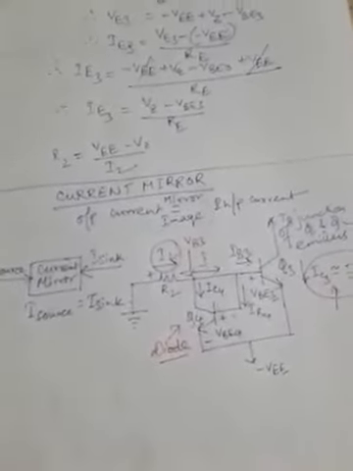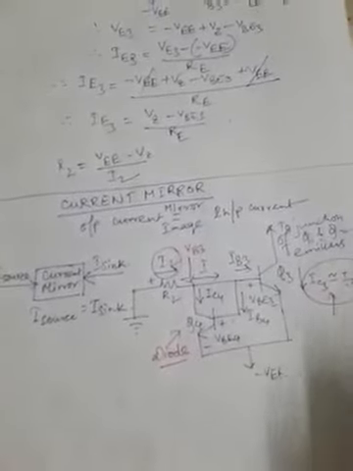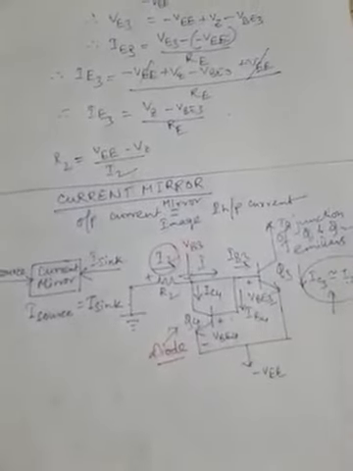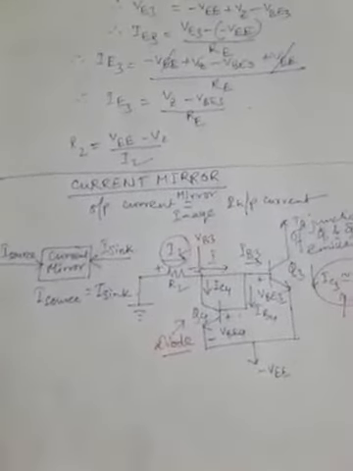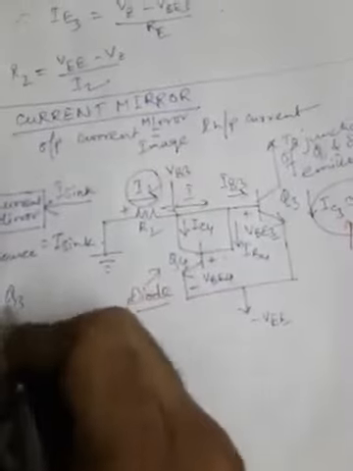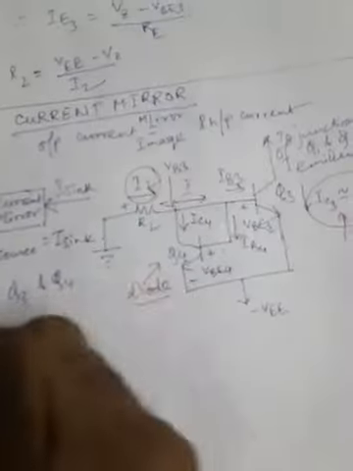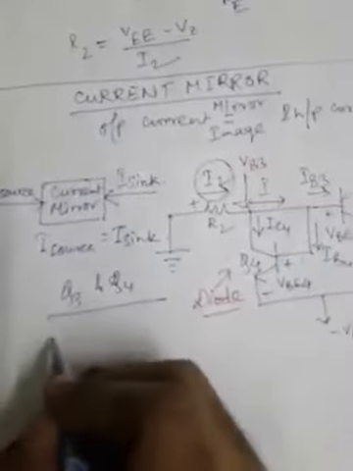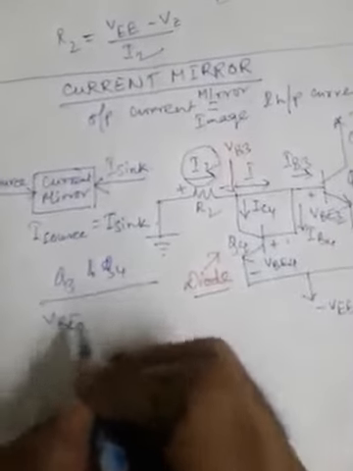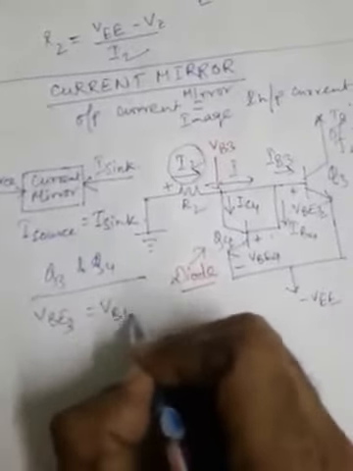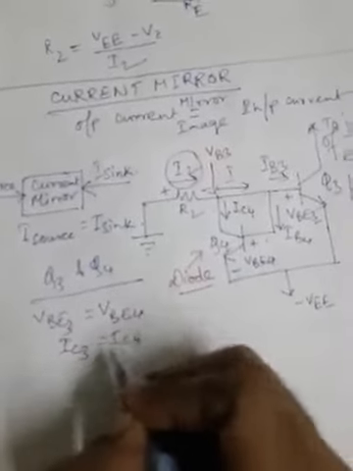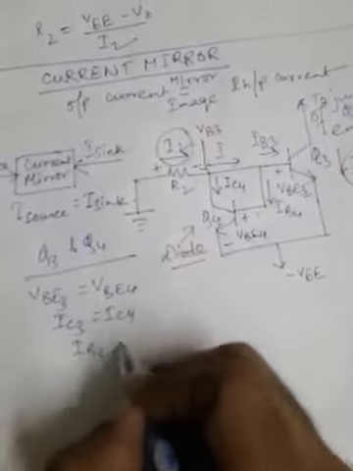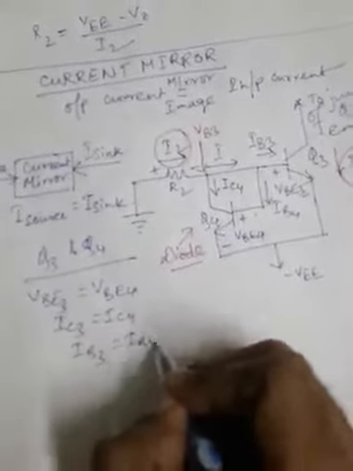Since Q3 and Q4 are identical transistors here, their base emitter voltages must be the same and their collector currents must also be approximately equal in this case. So for this Q3 and Q4, what should we write? We should write VBE3 is equal to VBE4, IC3 is equal to IC4, and IB3 is equal to IB4.